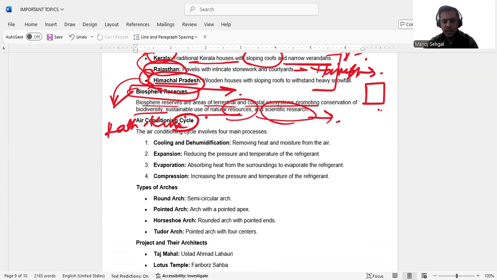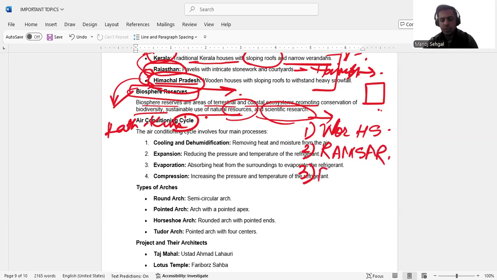So these three are the topics which are important from the criteria of natural or cultural heritage, to know about World Heritage sites, and then to know about the Ramsar wetlands and also the biospheres that are very important and which play a crucial role in the overall development or conservation of natural resources.